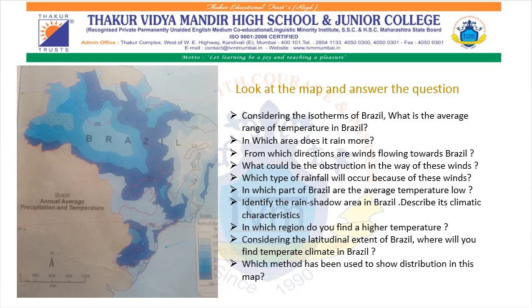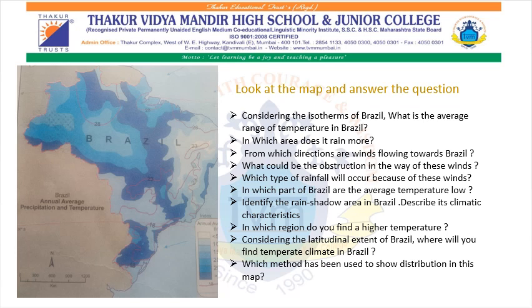What could be the obstruction in the way of these winds? We know that there is an escarpment in the southeast part of Brazil. So the Great Escarpment and the Brazilian highland could be the obstruction in the way of these winds. What type of rainfall will occur because of these winds? We can get orographic type of rainfall.